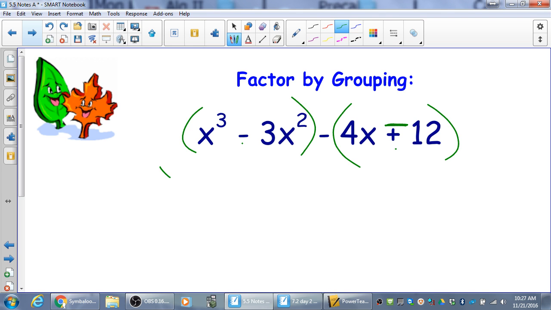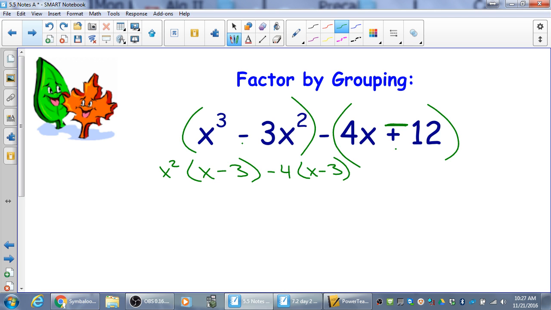Well, now we can take an x squared out of the first, and we get x minus 3. So we factor out what we can out of the first group. Then we factor what we can out of the second group. Minus 4 times x minus 3 now, because there was a minus in the middle. When there's a minus in the middle, we have to change that last sign.